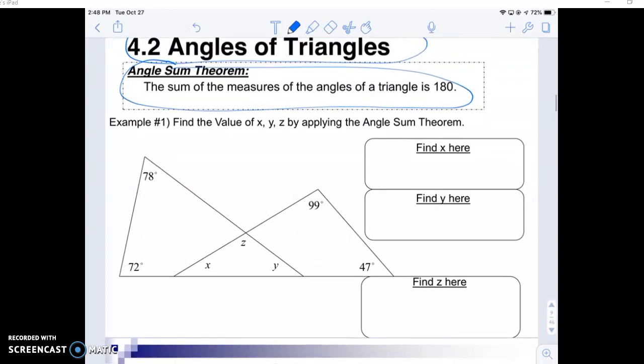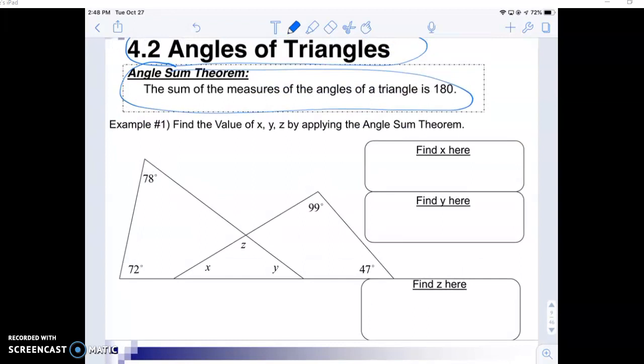So, knowing that, we can figure out missing angle measurements. That's what this first problem is. It says find the value of x, y, and z by applying the angle sum theorem. So we need to figure out all three of these angles. You're thinking, how could we ever find that? We can do that if we look at these angles and look at the bigger triangles.